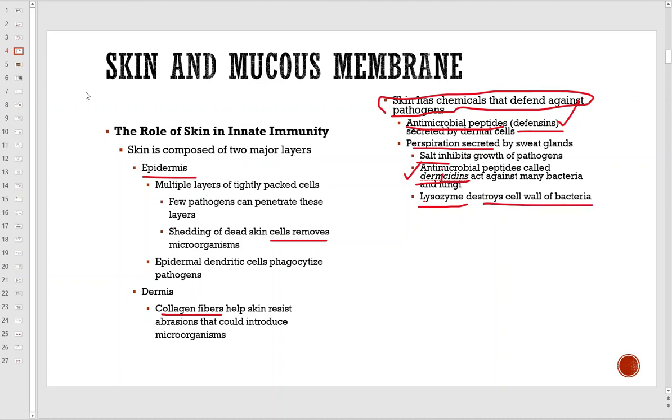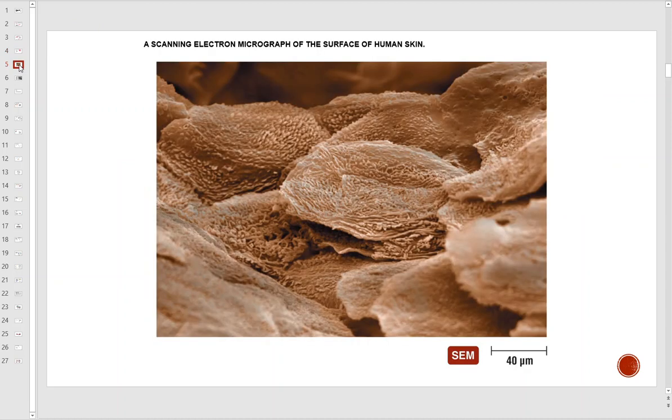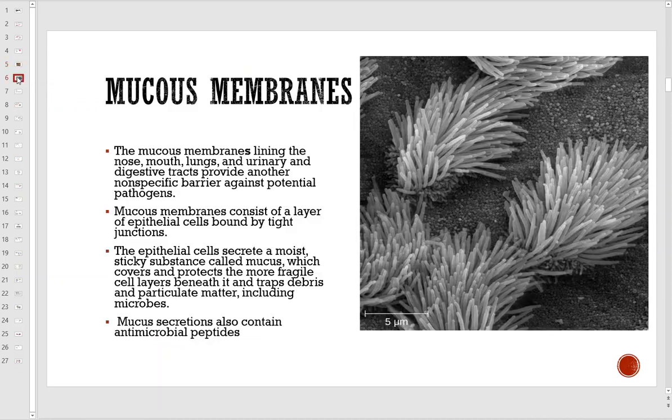So we have antibiotics that we manufacture, antibacterial molecules that are going to attack and destroy some of the bacteria that are there. There's a scanning electron microscope image of the skin with the cells dry, dead, salty. Mucous membranes, there's the cilia we were talking about.